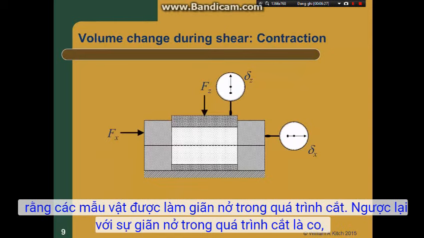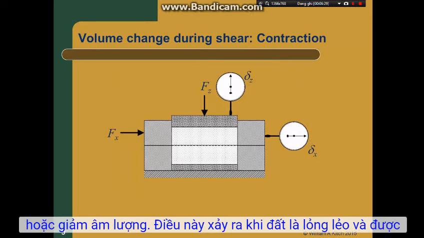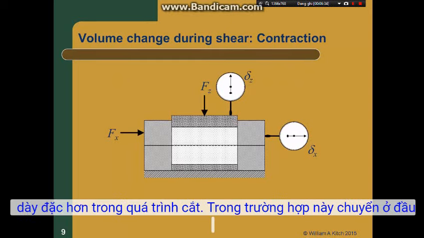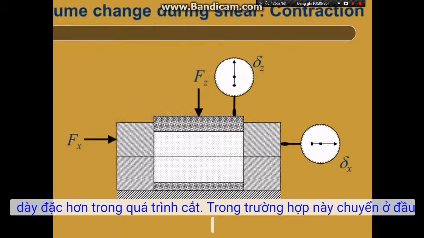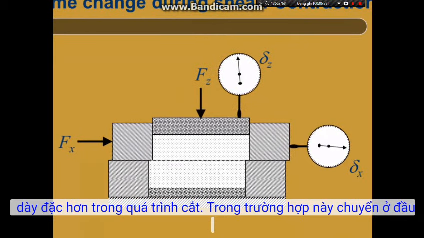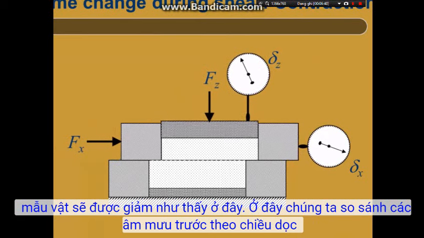The opposite of dilation during shear is contraction or a decrease in volume. This occurs when the soil is loose and gets denser during the shearing process. In this case, the displacement at the top of the specimen will be downward, as we see here.